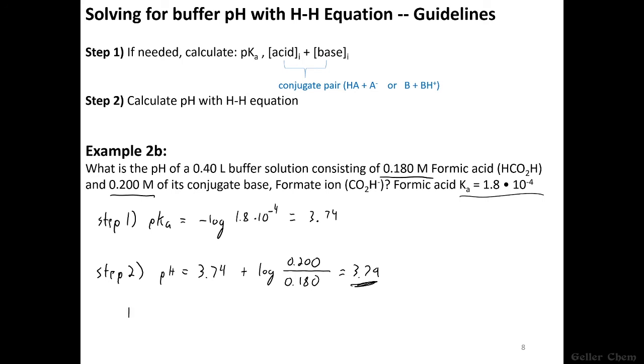And we'll make one final note, which is that we're going to assume that small x always works for a buffer. No need to prove. Assume small x always works for a buffer. No need to prove it. So unlike previous problems where I showed the small x check, here we won't bother because it's a buffer.